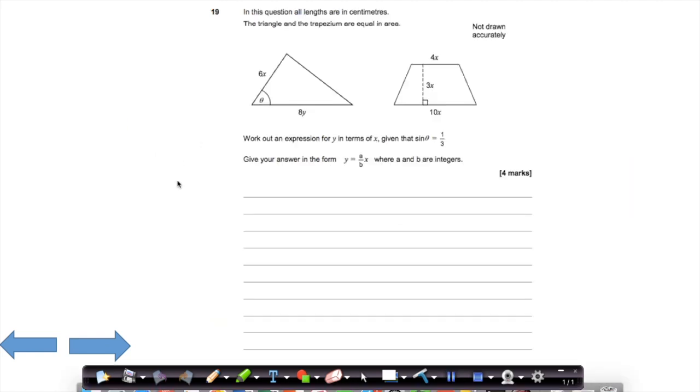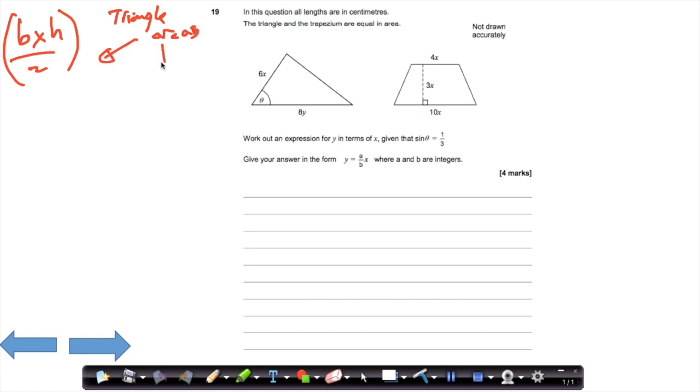Okay, looking at question 19, and we are looking at a problem with a triangle and a trapezium, and we're talking about the area of each of them being equal. So this question combines a few different things, as a lot of them in the new syllabus do, a lot of different topics mixed into one.